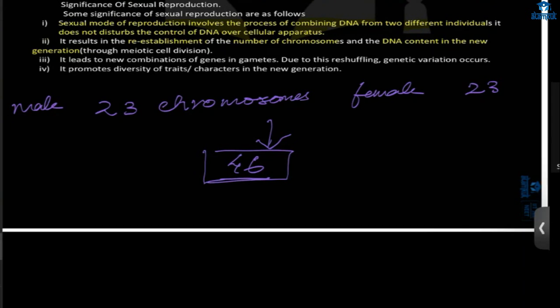Because of this, we get a new combination of genes in the gamete. The father's genes and the mother's genes will have some differences, some variations, and this creates a new combination in the gamete. Due to this reshuffling, genetic variation occurs. It promotes diversity of characteristics.